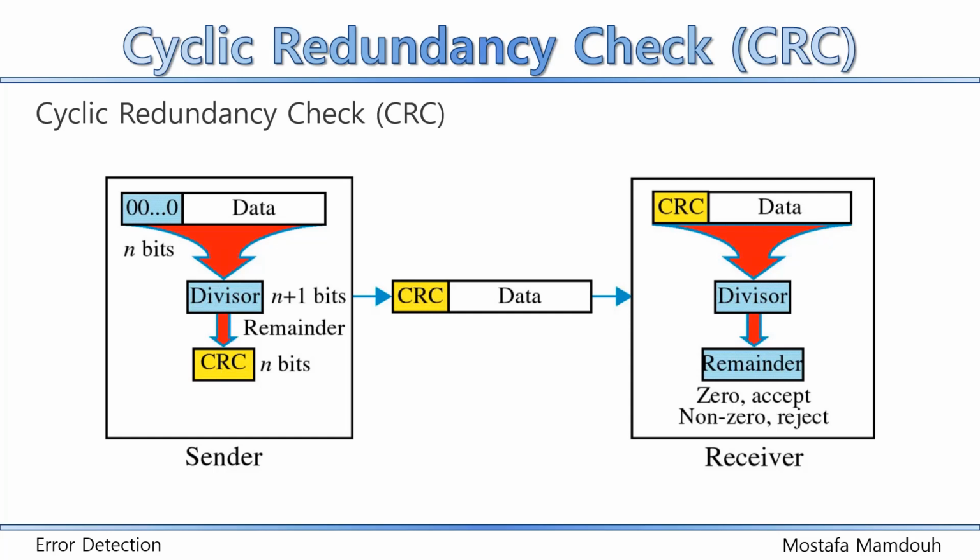The procedure is the following. We have a divisor; the transmitter and receiver agree on this divisor with length n+1 bits. Then we will add to the data an n-bit sequence of zeros. Finally, we get the remainder, which is the CRC with length n bits. The transmitter then sends this data beside the CRC. Now the receiver has a divisor, and it received the frame sent by the transmitter so that we can calculate the remainder. Now if the remainder is 0, we accept our data, and if the remainder is non-zero, we reject our data or we try to correct it.